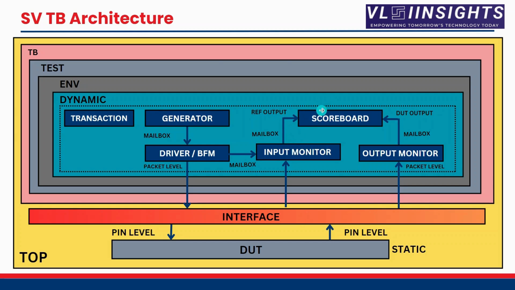So now in the scoreboard we have two outputs: one driven by the output monitor, and another called the reference output, driven by the input monitor. So the comparison in the scoreboard will happen between the reference output and the DUT output.